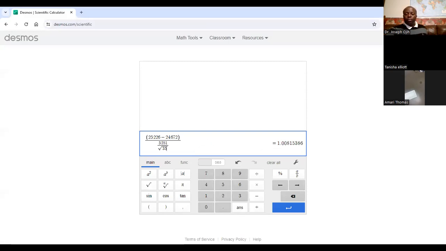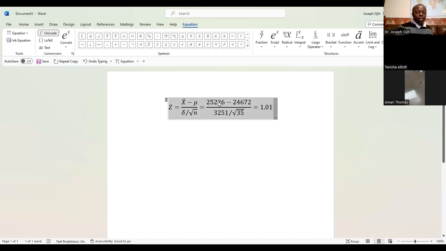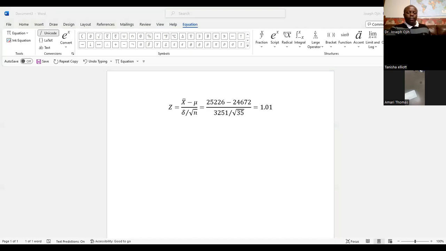I have written it here, so I'm just going to copy this and paste it where it should be. So now at this point we have everything and we're ready to make our decision. We have our hypothesis, test statistic, and critical value. We have run the test and found that it is 1.01. Let us make a decision.